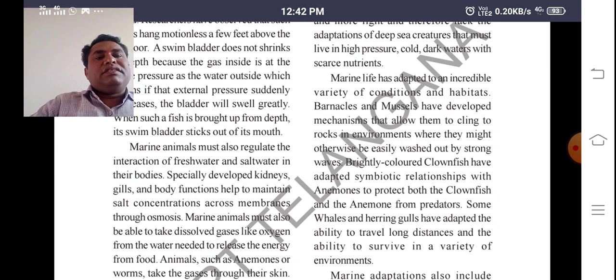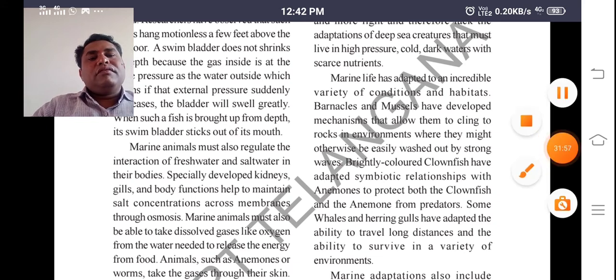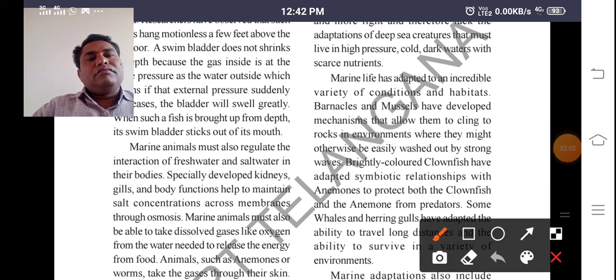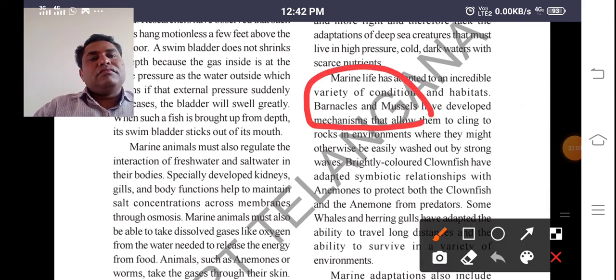Barnacles and mussels have developed mechanisms that allow them to cling to rocks in environments where they might otherwise be easily washed out by strong waves. So here we have to remember that barnacles and mussels hold firmly on rocks.